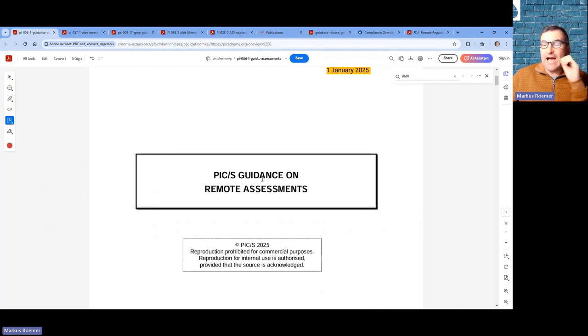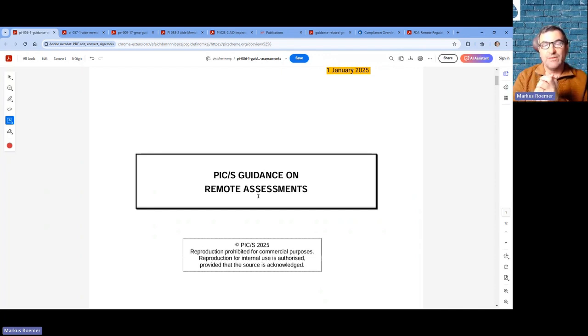So usually I love the PIC/S documents. They are of very high quality. So I was a little bit surprised by this document, Guidance on Remote Assessments. You already can hear that I do not really like it, and I give you some reasons for that.